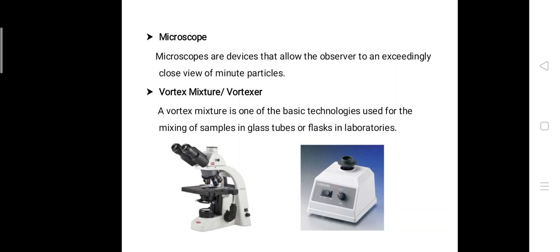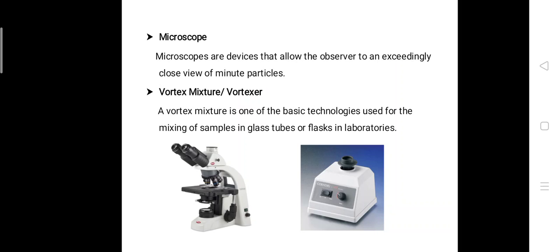Next we have the microscope, which is commonly used and very necessary in the laboratory. This microscope is a device that allows the observer to see the smallest particles that cannot be seen with our naked eye. There are many types of microscope. Each of these works on its own respective principle, but the basic principle of the microscope is magnification.